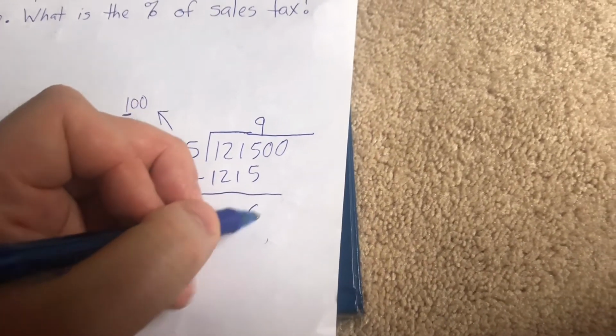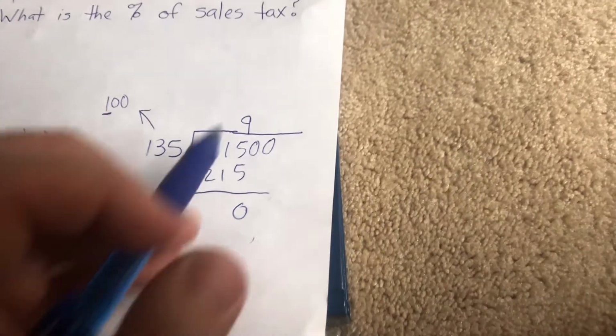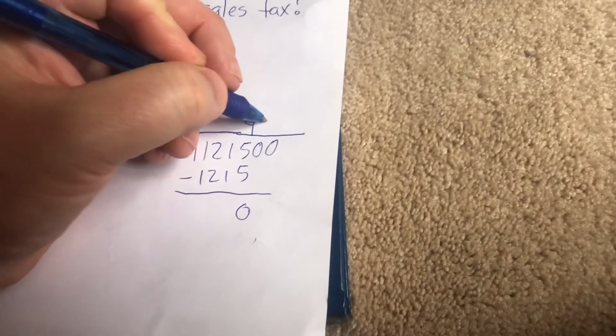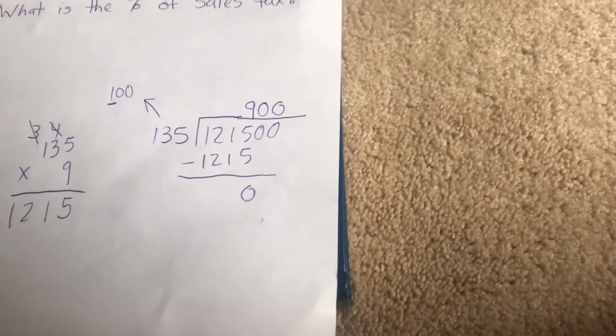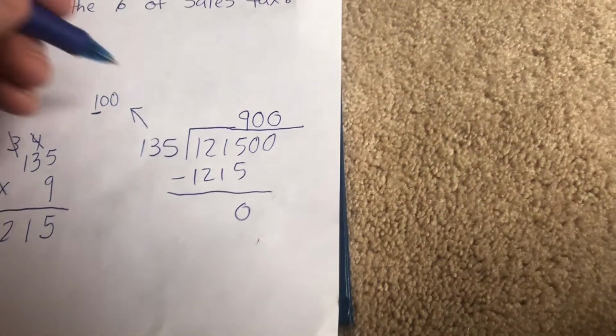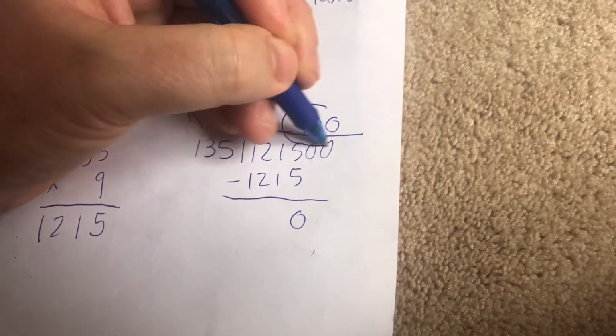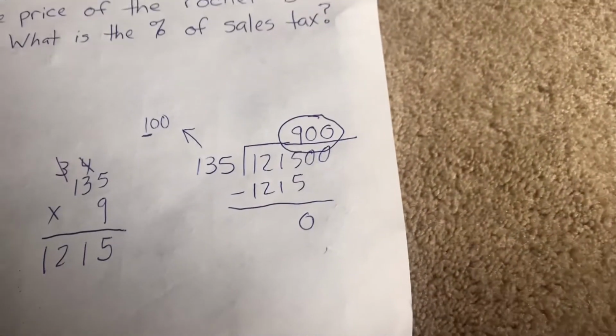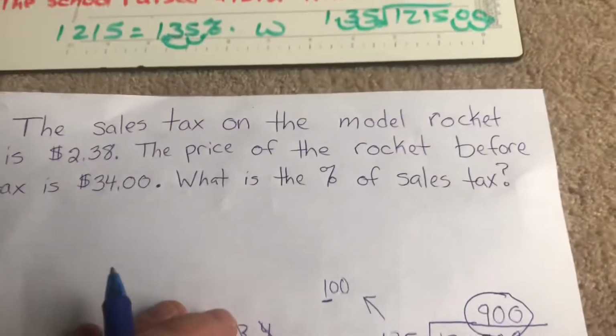9 times 135 is 1,215. I know that's going to equal 0, but I also know that these zeros aren't going to change anything, so I need to put the zeros up there. And that tells me that the school's fundraising goal was $900.